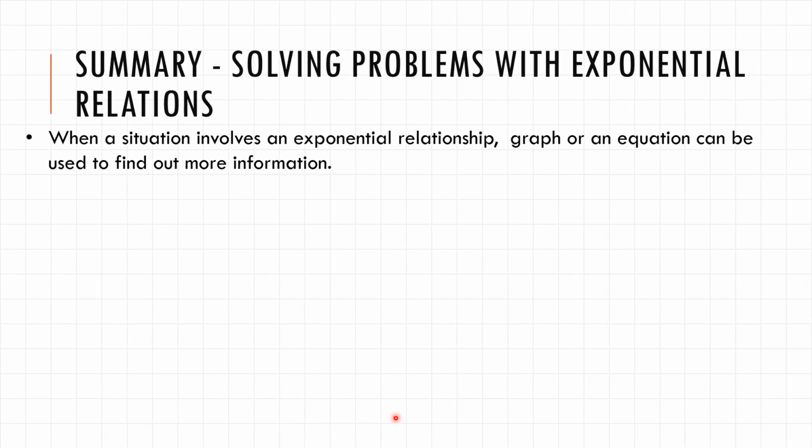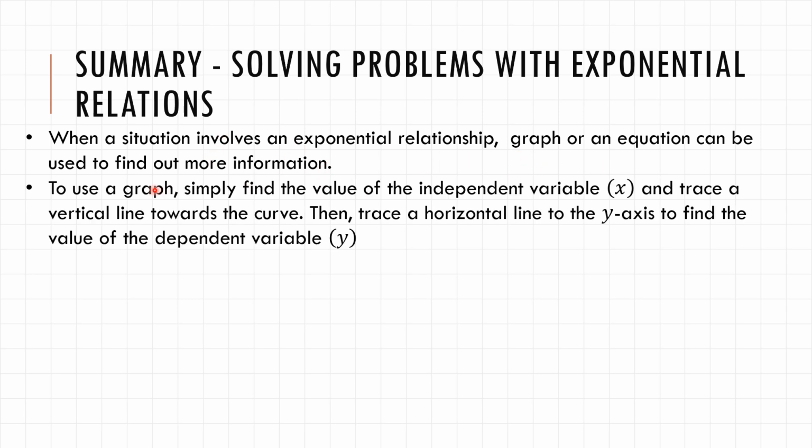So when a situation involves an exponential relationship, a graph or an equation could be used to find out more information about that. If we're using a graph, all you have to do is find the value of the independent variable, so the one that you're controlling, and then you trace a vertical line up or down towards the curve, towards the graph that you're actually seeing. Then once you hit the curve, go horizontally until you reach the y-axis to find the value of the dependent variable, which is usually y.